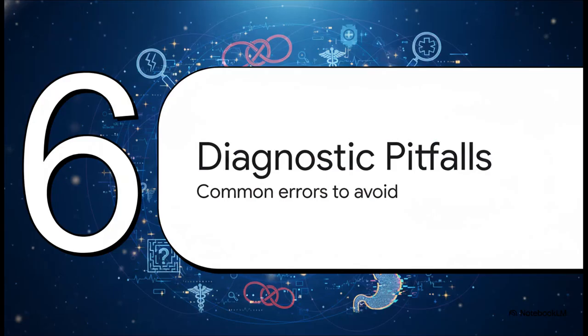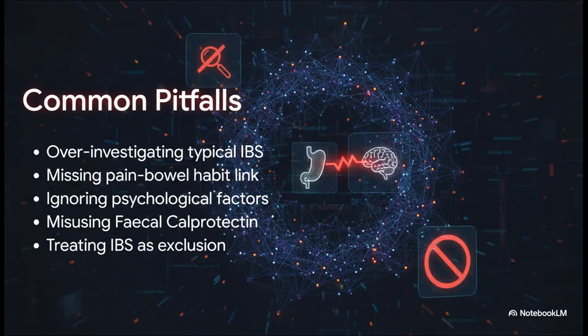Finally, Phase 6, avoiding common diagnostic pitfalls. Because let's face it, even the best medical detectives can fall into traps if they aren't careful. The source material outlines several super common errors. Over-investigating typical IBS with unnecessary colonoscopies wastes precious resources, and honestly, it actually increases patient anxiety. Another big trap is missing the crucial link between abdominal pain and altered bowel habits. Remember, this relationship is the defining feature of IBS.